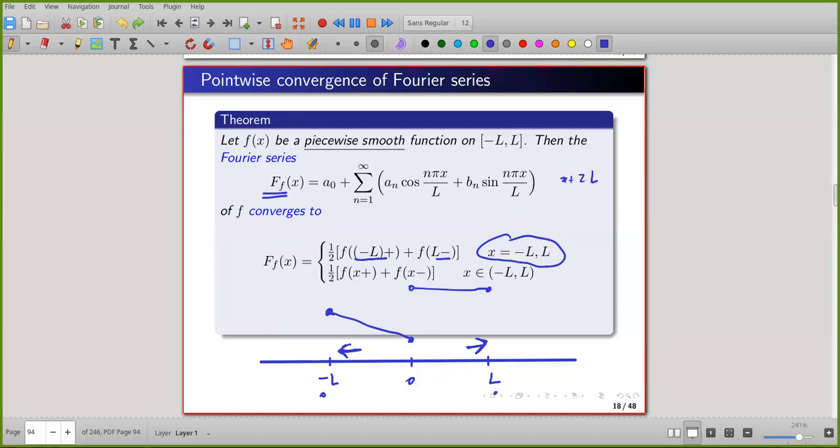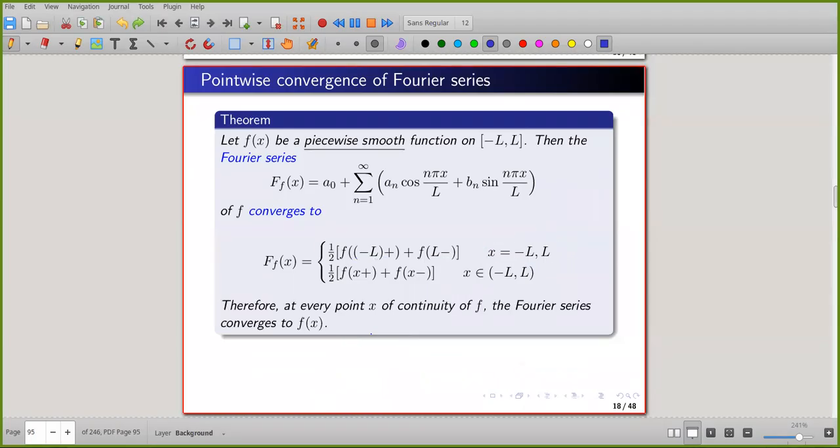And for any x in between, it converges to the average of the limits coming from here and here. So I hope this is clear. So therefore, at every point of continuity of f, the Fourier series converges to f of x.